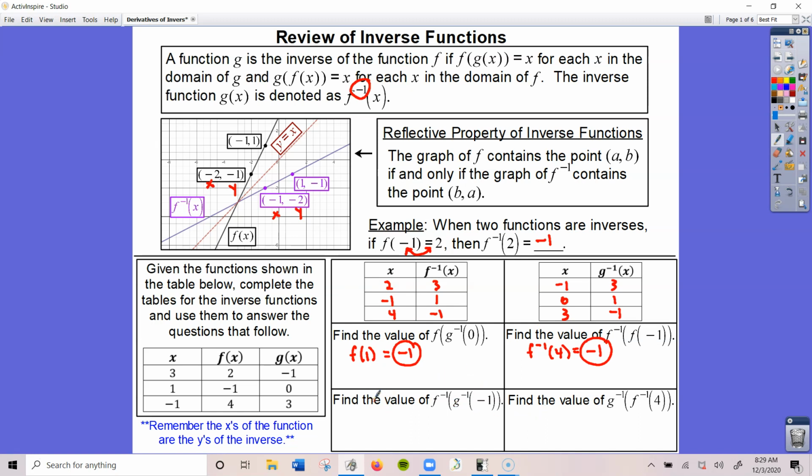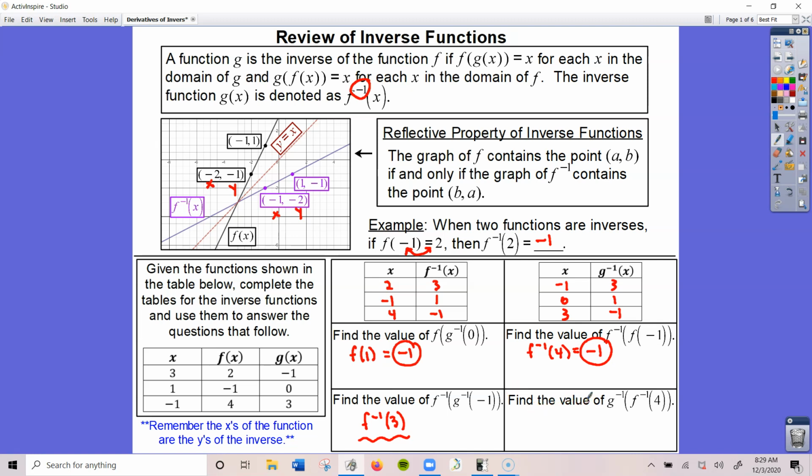Over here, we have find the value of f inverse of g inverse of -1. So I'm going to go to my chart for the inverse. When x is -1, the inverse is 3. So f inverse of 3. And I come here, and the f inverse of 3 is not on my chart. So we would just leave it like this.